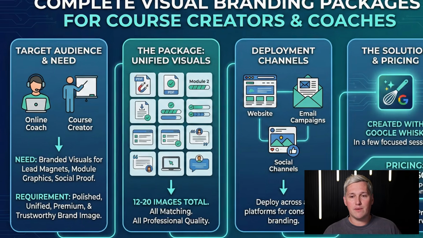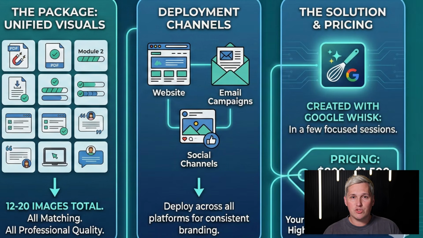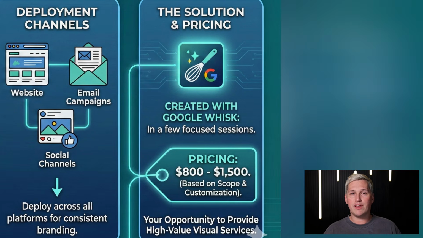Another opportunity. Course creators and online coaches need branded visuals for lead magnets, module graphics, and social proof content. They want everything polished and unified so their brand looks premium and trustworthy. You can sell them a complete visual branding package, 12 to 20 images they can deploy across their website, email campaigns, and social channels. All matching, all professional quality, all created with Google Whisk in a few focused sessions. Price it between $800 and $1,500 based on the scope and customization level they want.